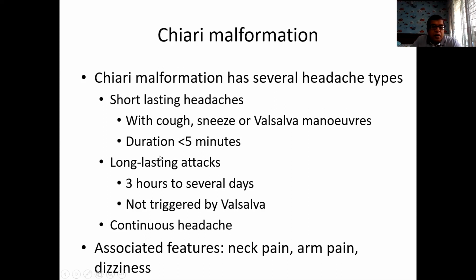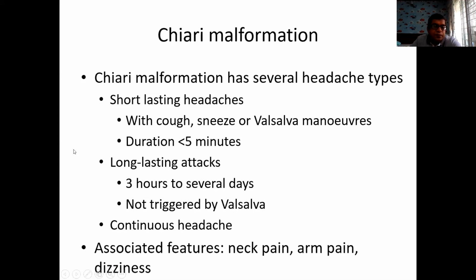They last for a short period. Sometimes the headache can be longer lasting, which is not triggered by Valsalva. They can last for 3 hours to several days, and there can be continuous headaches in these patients. So they can get 3 types of headaches, and they may be associated with neck pain, arm pain, dizziness, and of course we know there are a large number of neurological signs which can come with Chiari. But these are the types of headaches that would come with Chiari malformation.